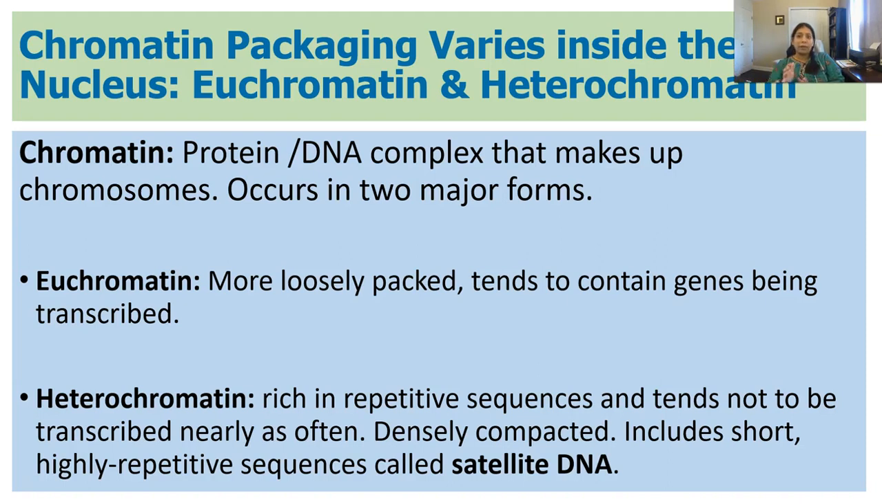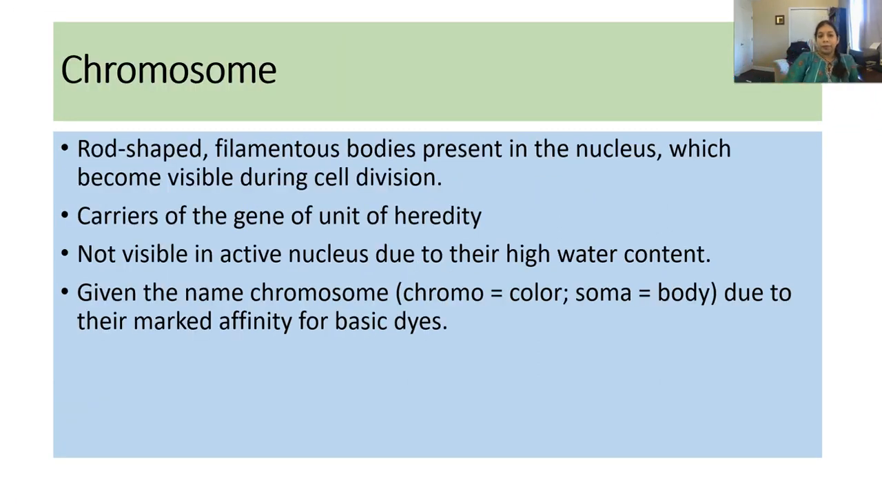And in heterochromatin, you will have areas that are super tightly packed, and others that are not going to be as tightly packed. But this densely compacted DNA is typically rich in repetitive sequences that are not, like I said, transcribed as often. And then it will also contain very short, highly repetitive sequences that we call satellite DNA. That is almost never transcribed for any kind of protein needs. So those two terms you would want to keep in mind.